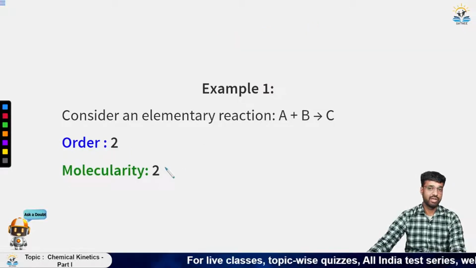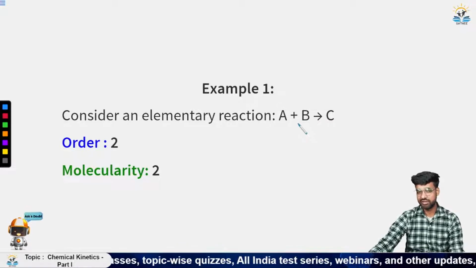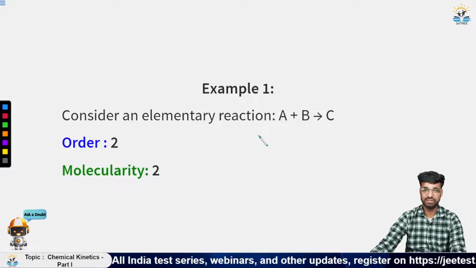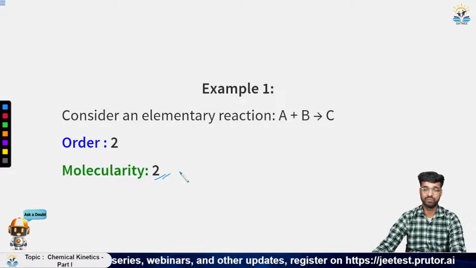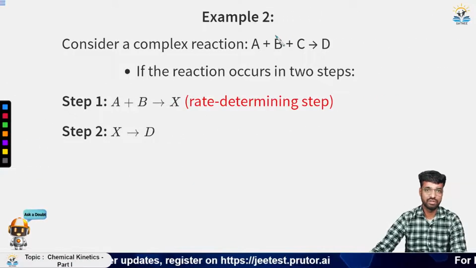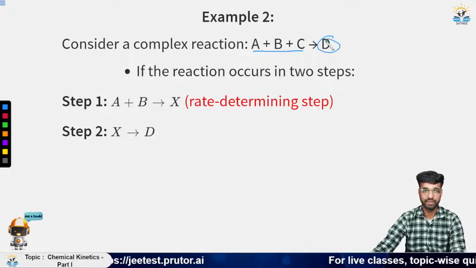Similarly, what is the molecularity? It will also be 2, because two molecules, A and B, are colliding, and since it is an elementary reaction, we can define molecularity very well. Now let us move to another reaction that is complex in nature. Suppose this is a complex reaction that is given, that A plus B plus C gives D.